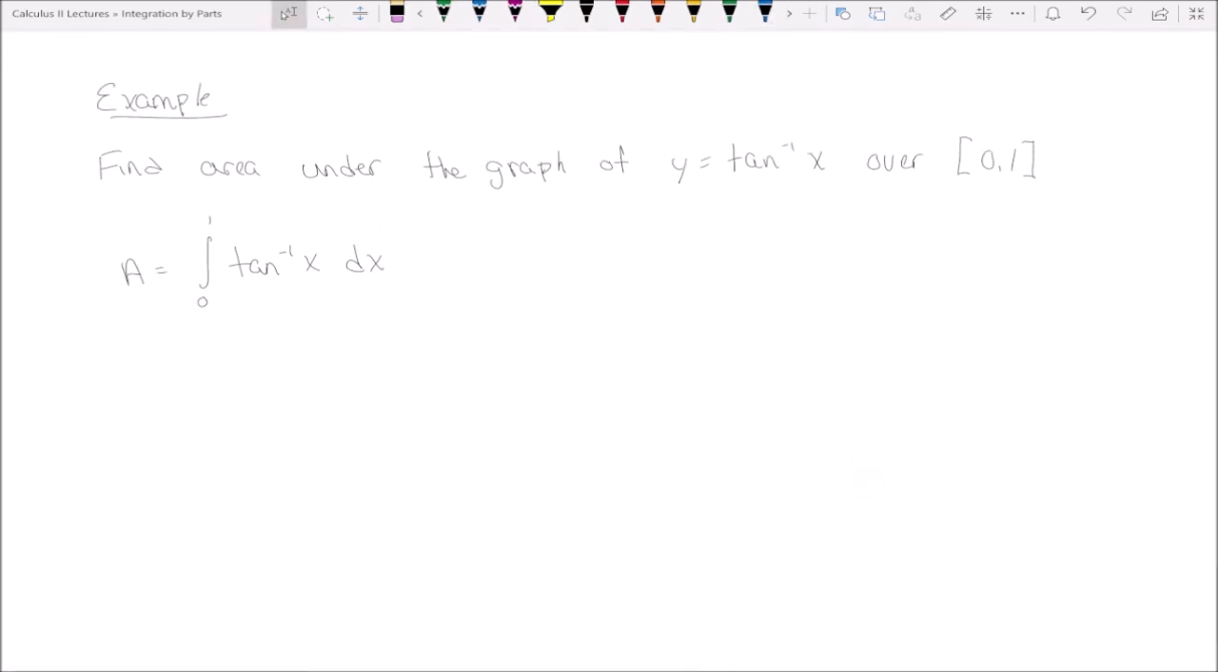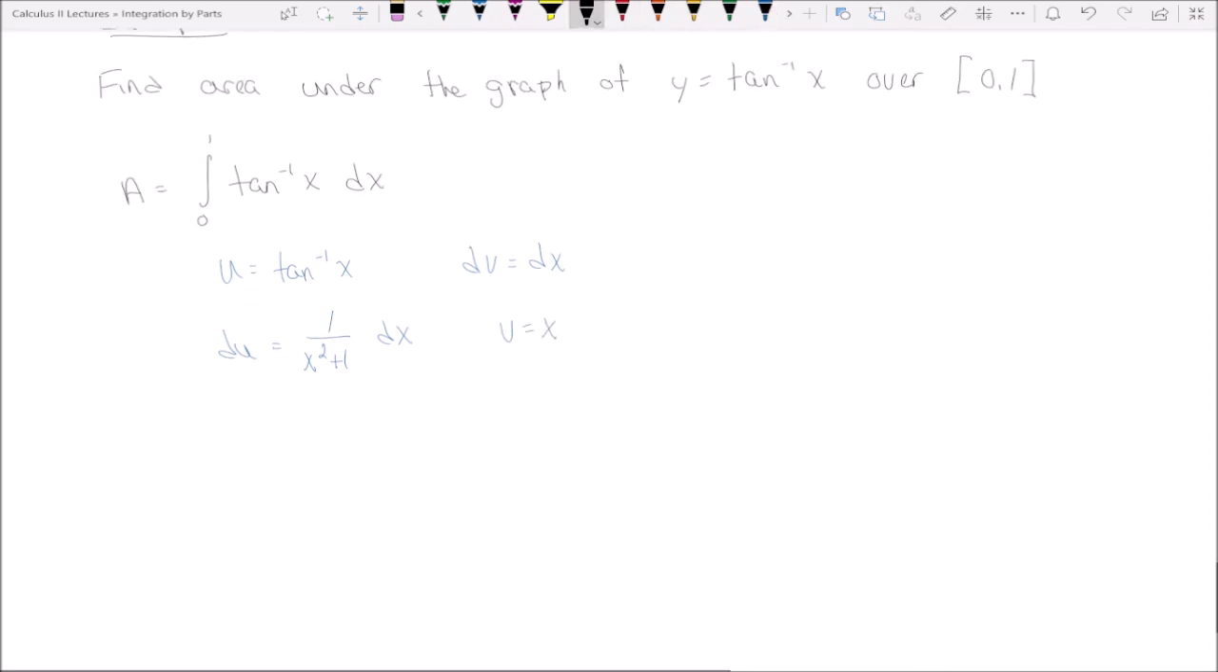Well, we don't have a way of evaluating an inverse tangent. Well, let's try integration by parts. So we say u is the inverse tangent of x. This would make dv dx. Right, so du would have to be, remember, derivative, 1 over x squared plus 1 dx, and then v itself would be x. So we have u times v, so x times the inverse tangent of x, evaluated for when x equals 0 to 1. And then minus the antiderivative from 0 to 1 of x over x squared plus 1 dx.